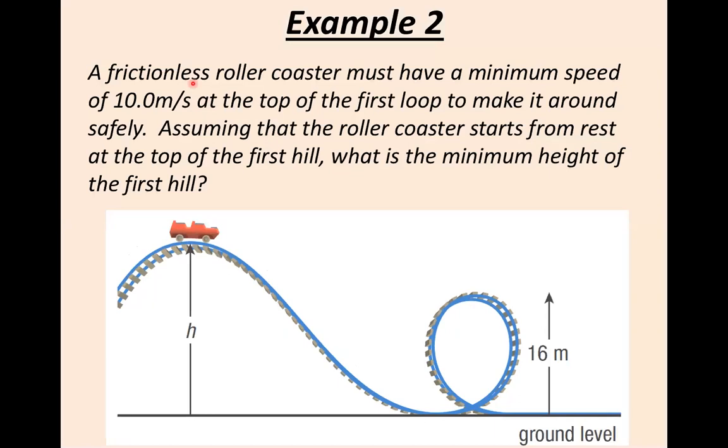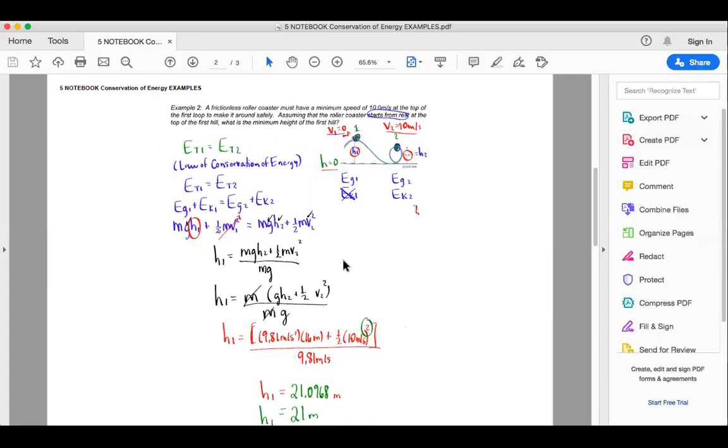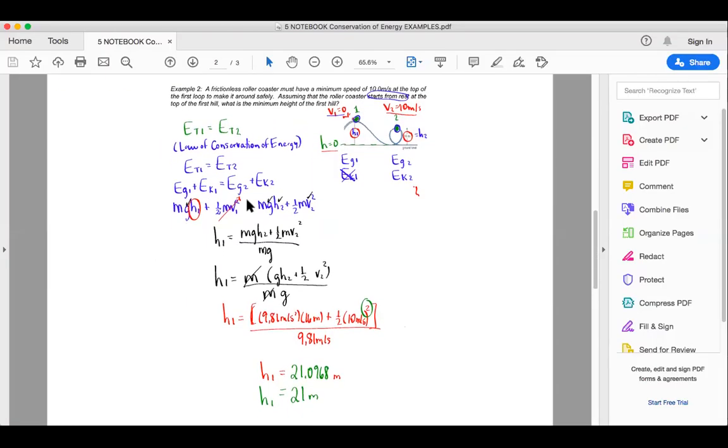So specifically, putting some numbers and actually practicing this, a frictionless roller coaster must have a minimum speed of 10 meters per second at the top of the first loop to make it around safely. So at this point here, we must have 10 meters per second speed, otherwise we don't make it around. Assuming that the roller coaster starts from rest at the top of the first hill, what is the minimum height of the first hill? So let's draw our diagram as a first step.